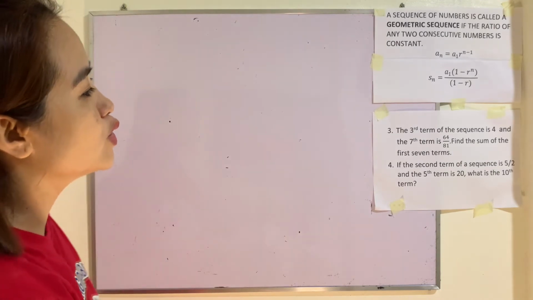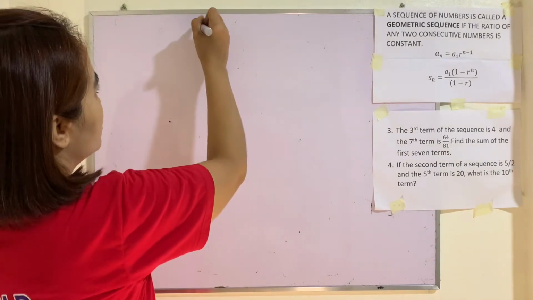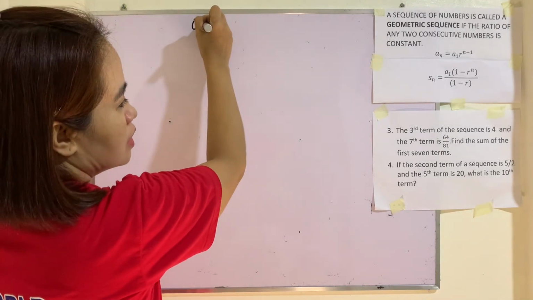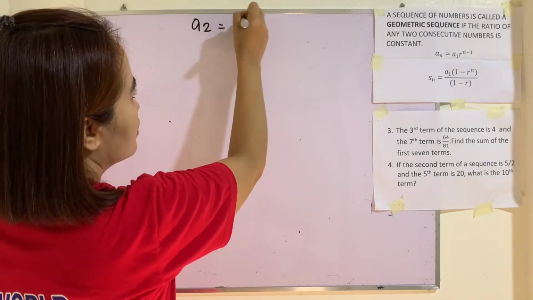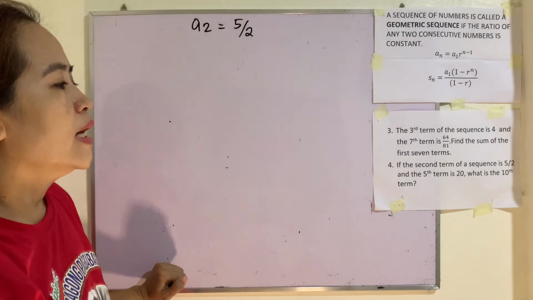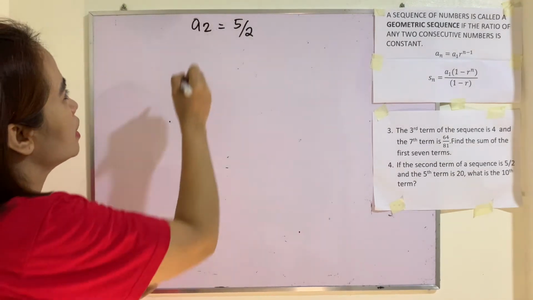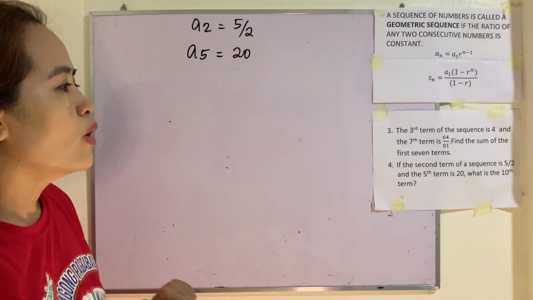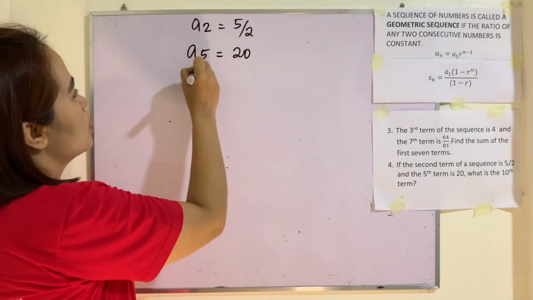Example number 4. If the second term of the sequence is 5 over 2, so our a sub 2 is 5 over 2, and the fifth term is 20, a sub 5 is 20. What is the 10th term? So a sub 10.